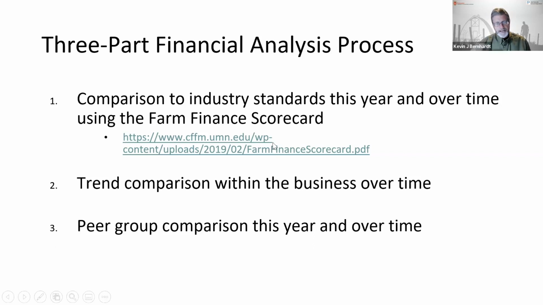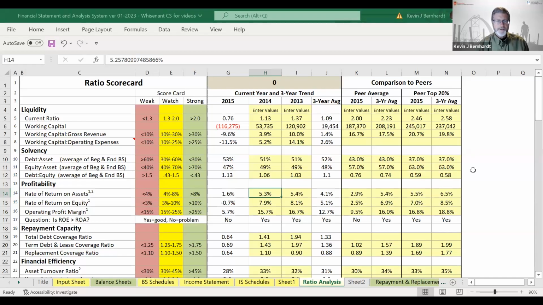So we want to look at each one of those three parts of that process. Each gives us a little bit of a different piece of information, and collectively together, they give us a full story of what's going on in the farm operation. Okay, you see in front of you a spreadsheet, that spreadsheet system full of a lot of numbers there. So we'll work our way through those. This is a tab at the bottom that's called ratio analysis.